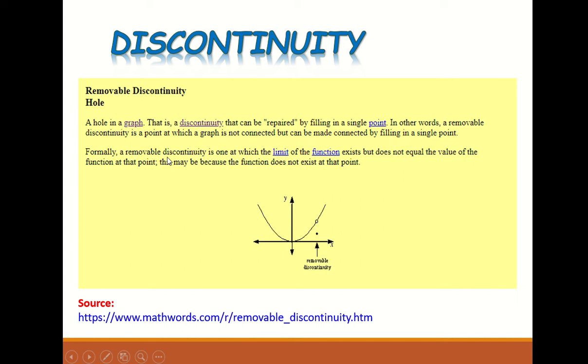Formally, a removable discontinuity is one at which the limit of the function exists but does not equal the value of the function at that point. This may be because the function does not exist at that point. Here is an illustration: as you trace the graph from the left going to the right, there's a hole here. This makes the function discontinuous at this point, and then it continues as you trace the curve. This can be removed by filling in a single point. All right, so that's removable discontinuity.